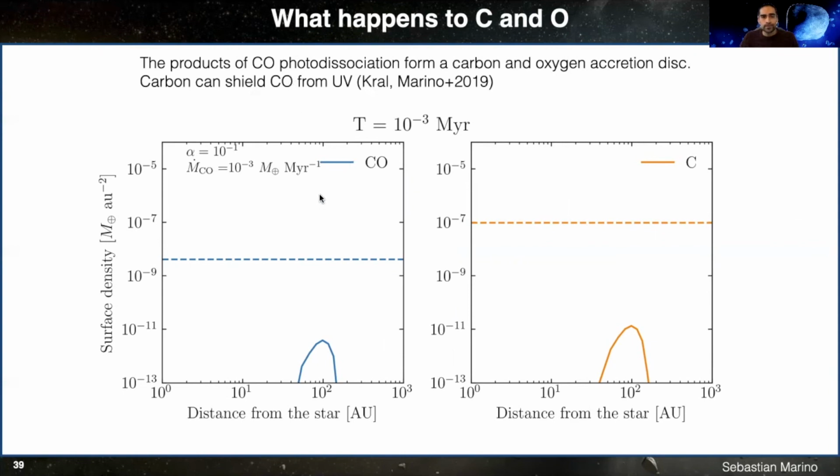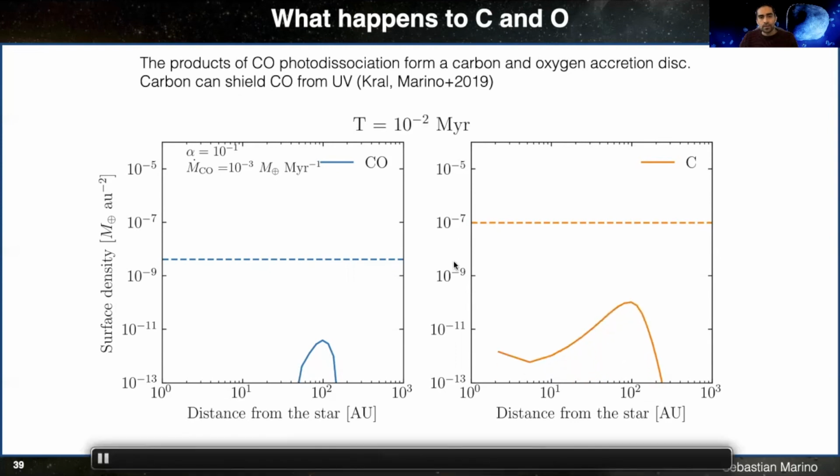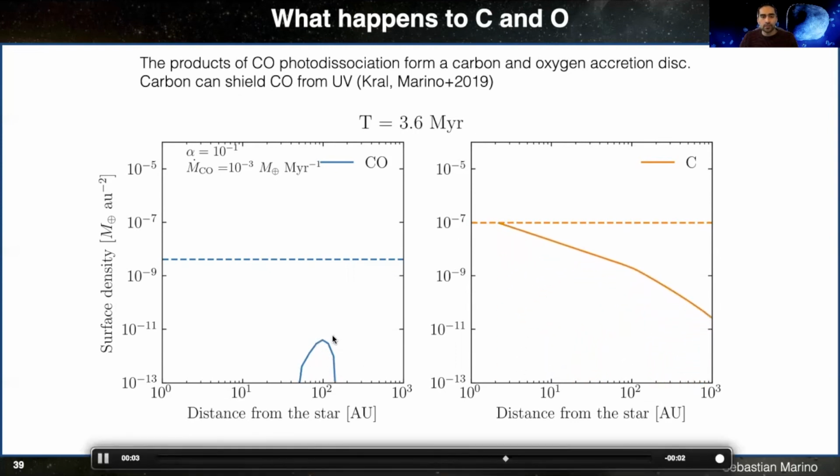This movie you see here is for a case in which the carbon that is being created from the CO photodissociation doesn't reach the level that is high enough, this dotted line, to shield the CO. So CO here is in steady state, it's being produced and destroyed, and carbon is being produced and forms an accretion rate. The x-axis is distance from the star, and the y-axis is the surface density. So I'm going to play it once more. Carbon piles up, then grows, and then reaches a steady state.